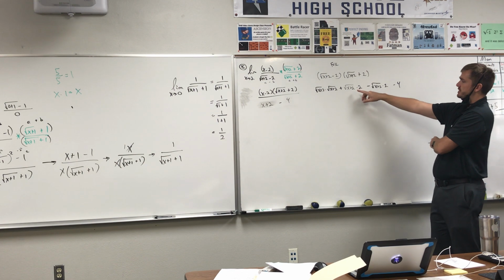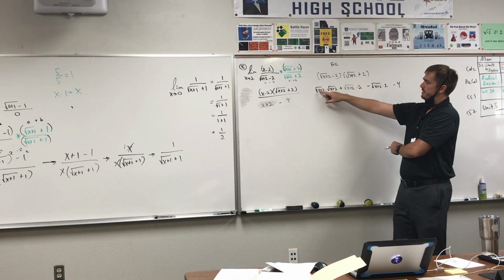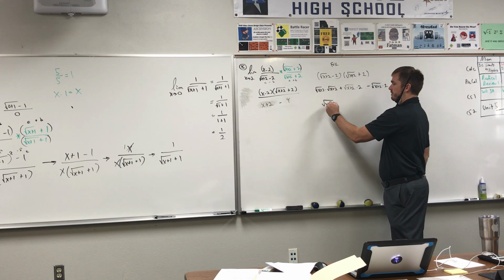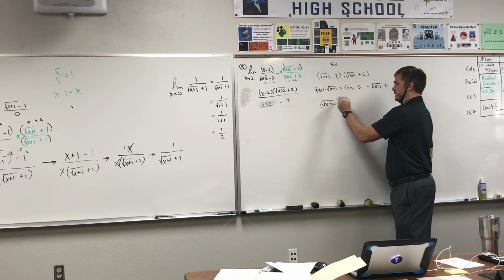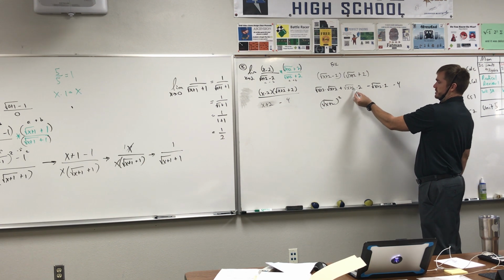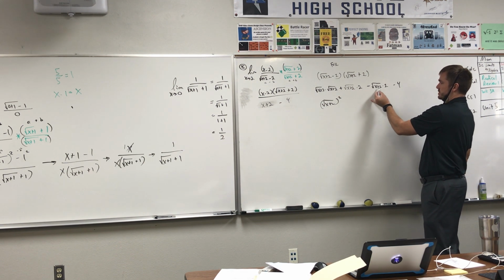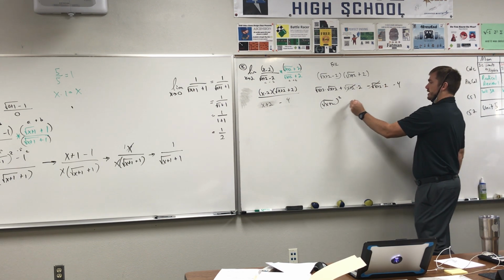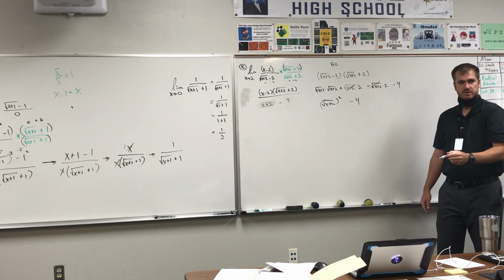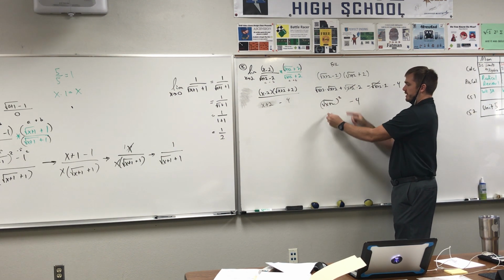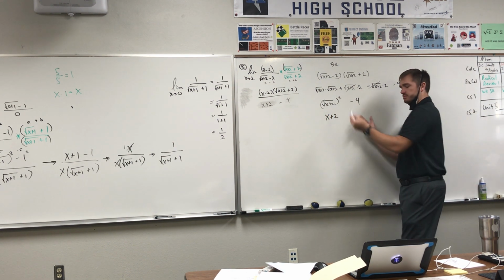Because what I want you to see is that this is the square root of x plus 2 times the square root of x plus 2, which is the square root of x plus 2 squared. This is plus the square root of x plus 2 times 2 minus the square root of x plus 2 times 2. So those cancel each other out, and here you have minus 4. And so this square root of x plus 2 squared is literally just x plus 2.